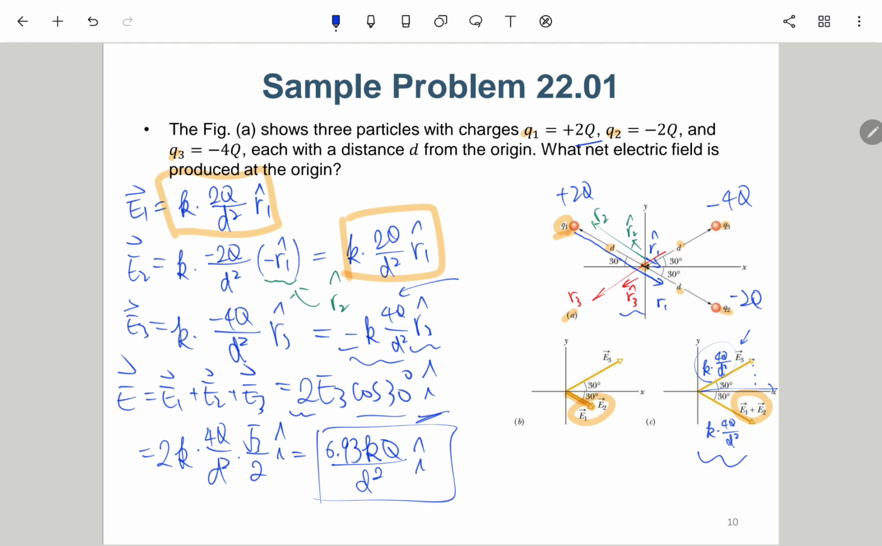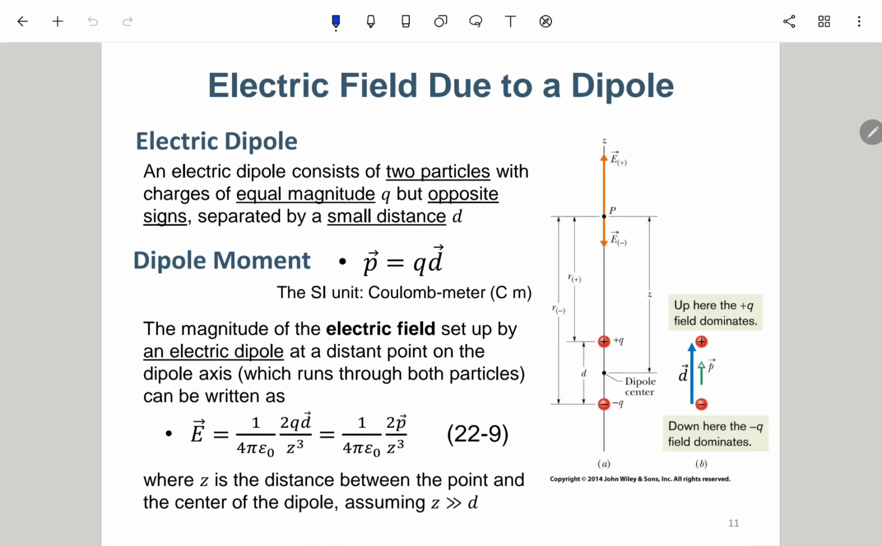Okay, so far it's still very simple. Okay, so next we try to talk about the electric field due to a dipole. Okay, so a dipole.